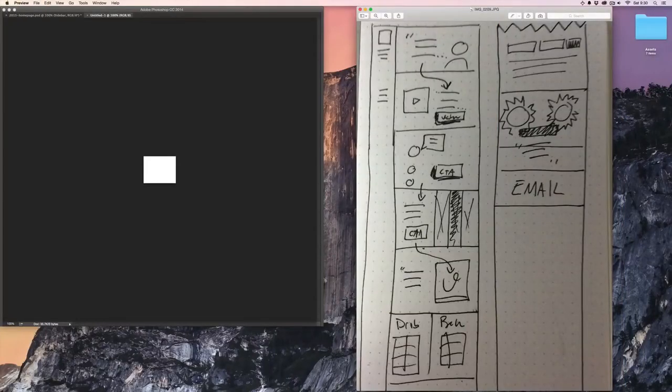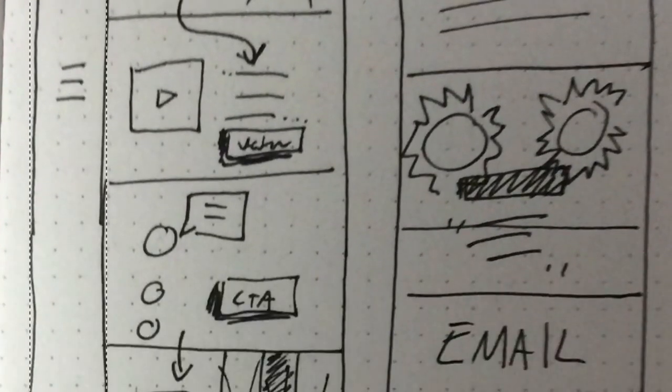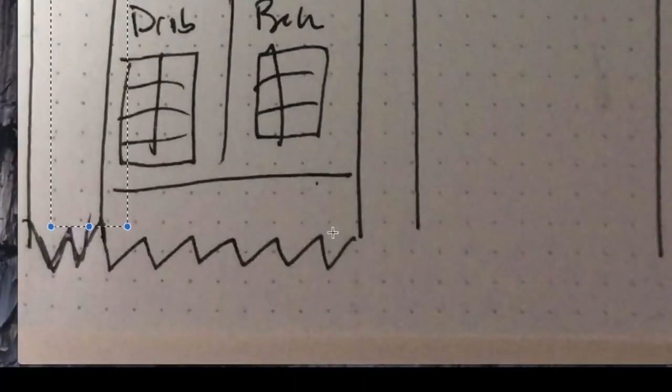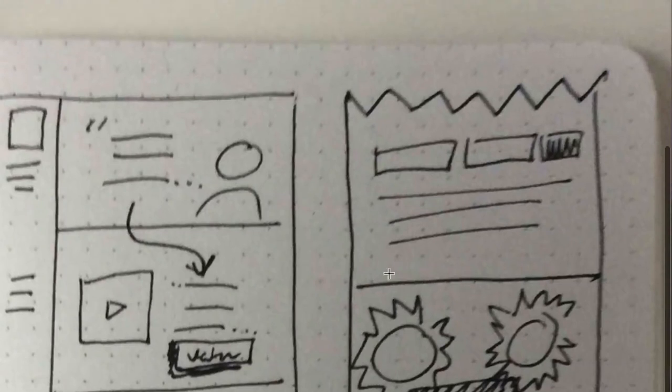Okay, so what we have here is basically the final sketch from last week's video. We have the logo and the navigation down here on the side, and it's a long page right here, so this jagged edge means that it continues up here.